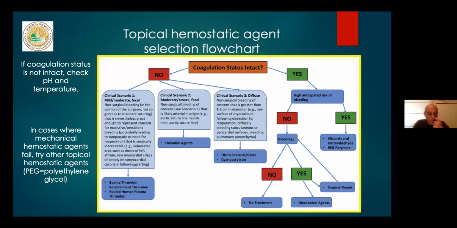as you see in this picture. Maybe for a thoracic surgeon, the second scenario is more important. The first scenario is more important. And when the bleeding is diffuse and is greater than 1 to 2 centimeters in diameter, for example, bleeding from pulmonary parenchyma, it is reasonable to use fibrin.